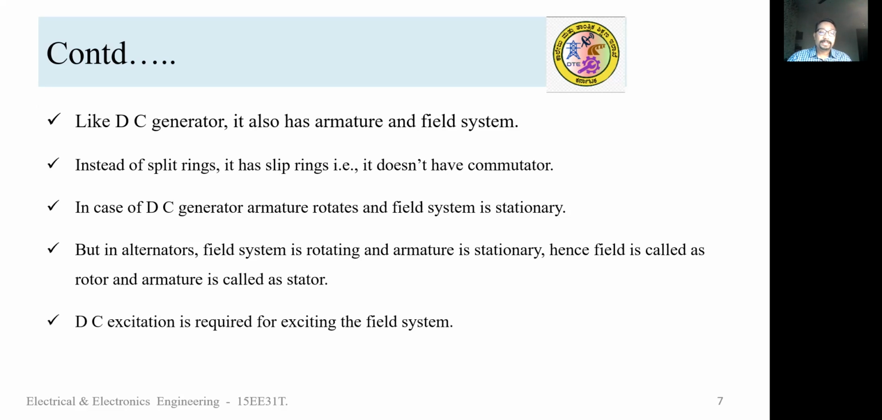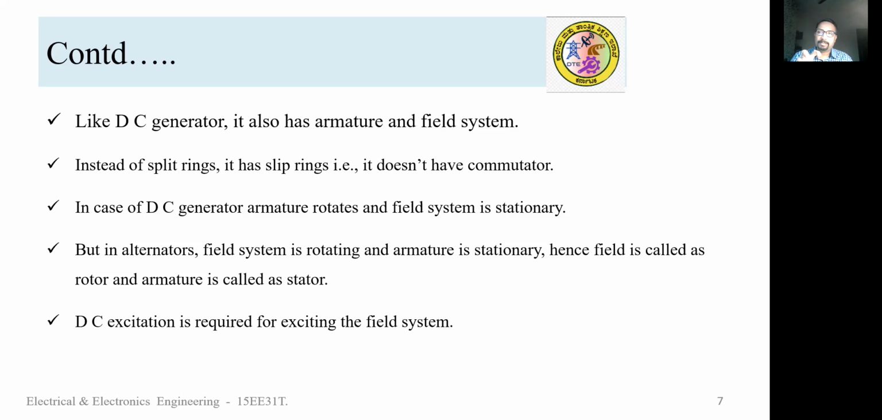Next point. We need DC excitation. Very simple concept. In an alternator, we need a magnetic system for producing the EMF. Hence, in order to produce that magnetic system, we need an excitation, and that excitation is nothing but a DC excitation.